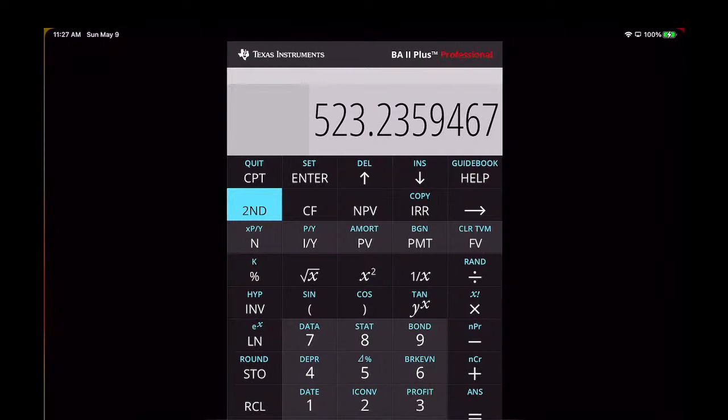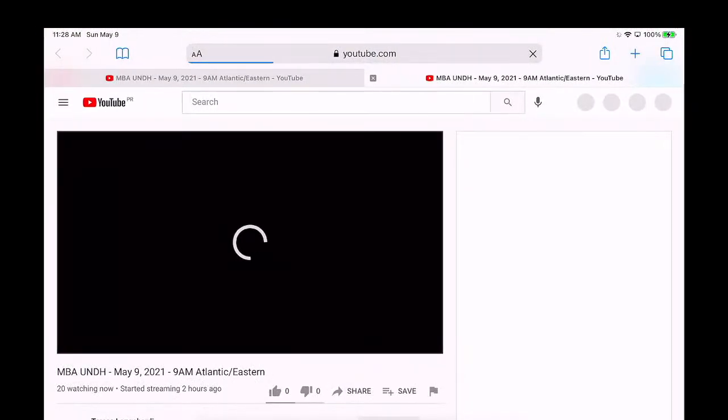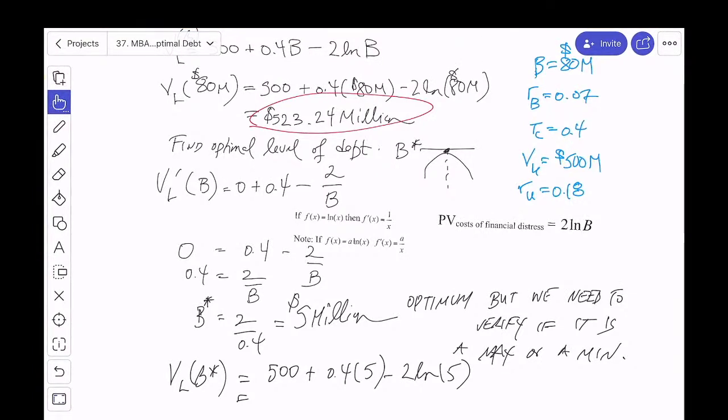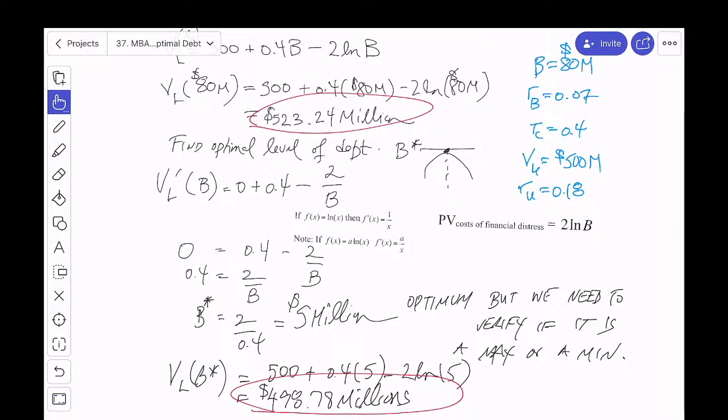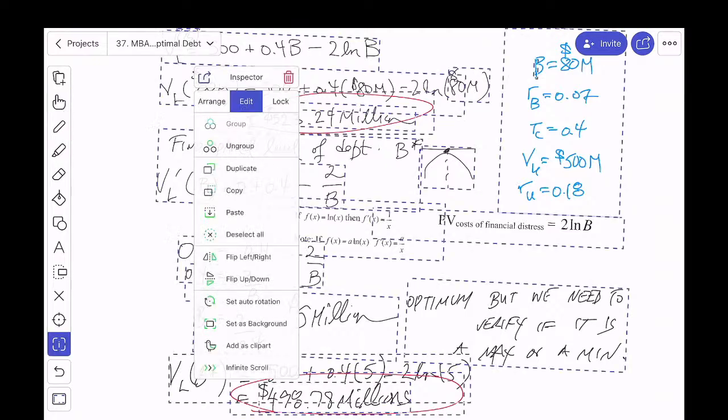Now, when b is equal to 5, what do you get? I get 498.78, and this will be in millions because everything was in millions. So this ends up being smaller than what we started with. So clearly our optimum is not a maximum, it's a minimum. And I'll show you, using the derivatives, how we can see that.